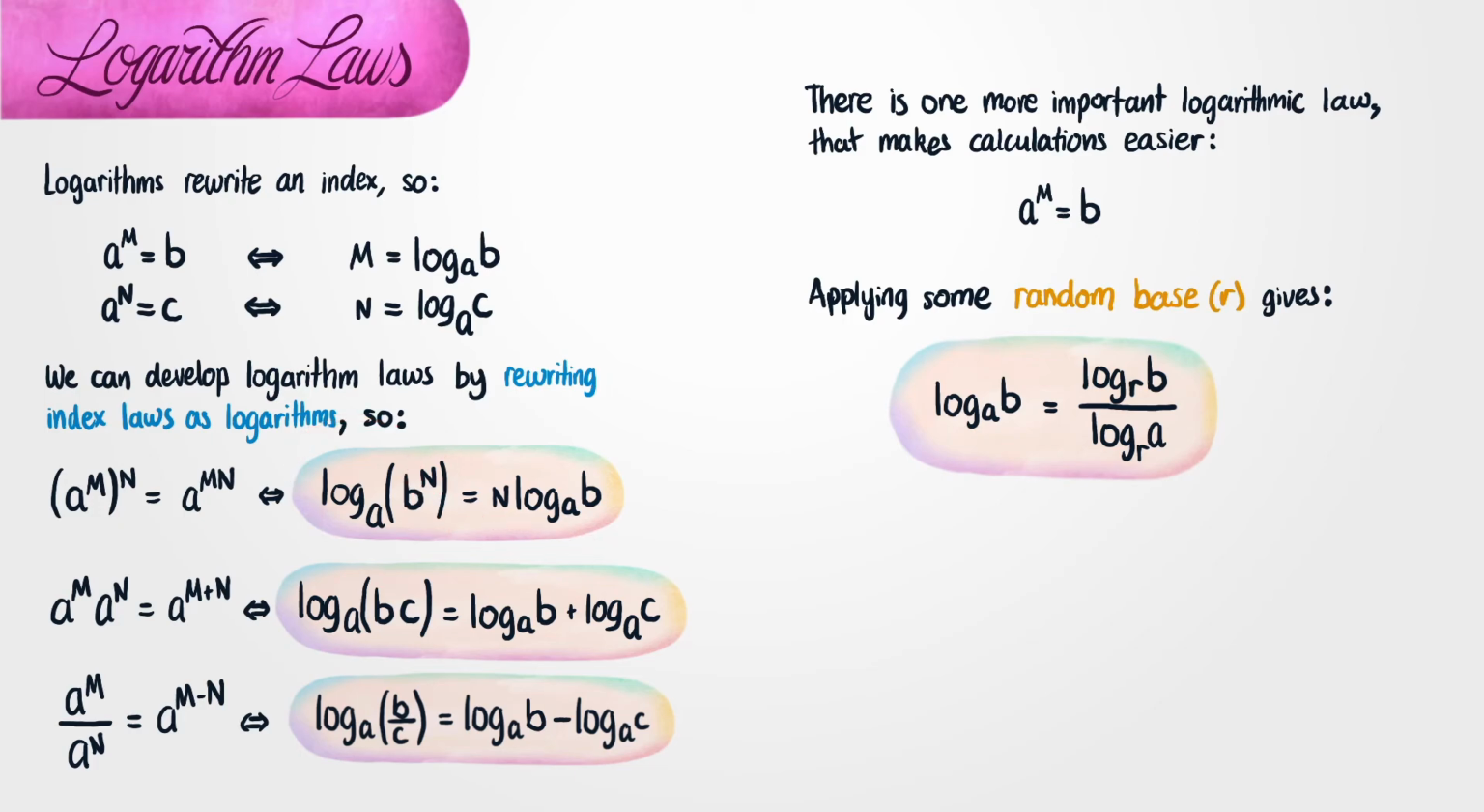The second law tells us that if we have a product inside of a logarithm, we can break it up into a sum. So the log base a of b times c is the same thing as log base a of b plus log base a of c. Then we also said that if you have a division inside, it turns into a subtraction. So the log base a of b divided by c is the same thing as the log base a of b minus the log base a of c. And then, the final rule we saw showed us that we can rewrite a logarithm in terms of any base that we like. So if we have the log base a of b, that's the same thing as the log base r of b divided by the log base r of a, where r is any number you like.